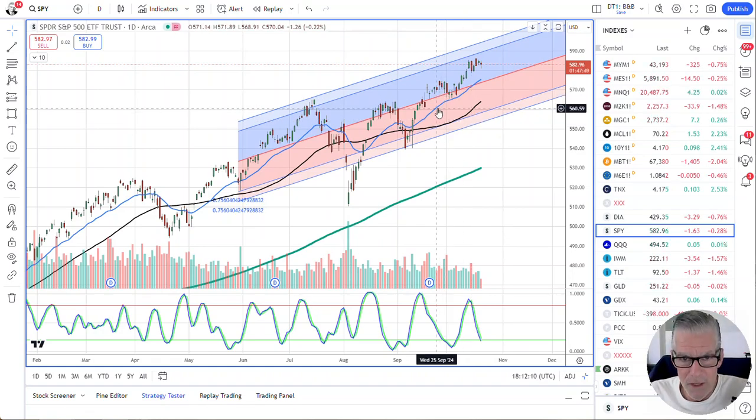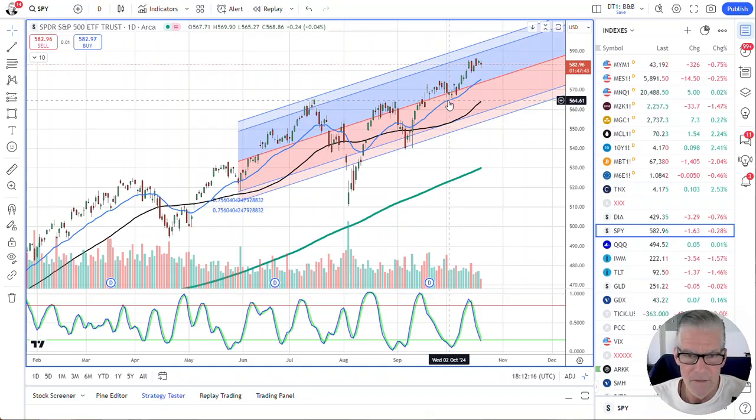We've got the 21 period exponential moving average. William O'Neill is a big fan of the 21 EMA. I use it as well. He likes to say that when price is above the 21, good things can happen. When price gets below the 21, not so good things can happen. And that's not a firm rule. It's not a 100% accurate rule, but it is something that you want to pay attention to.